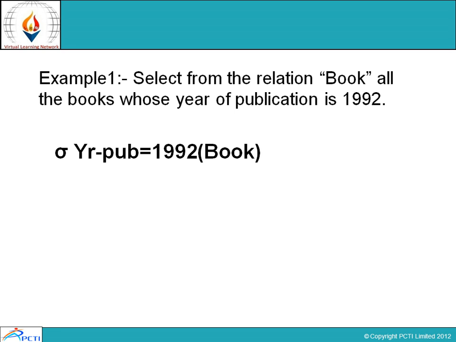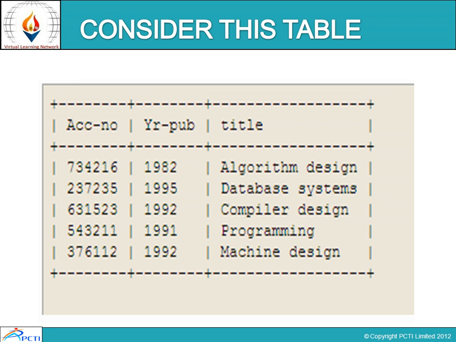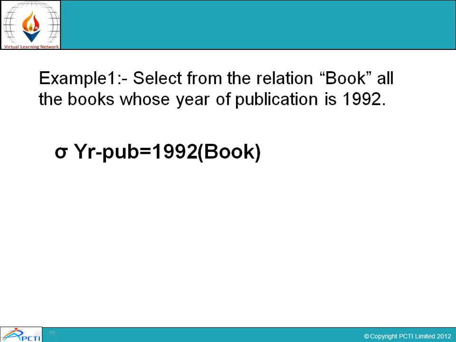Now this is the previous book table, and here we want, as an example, to select from the relation book all the books whose year of publication is 1992. In this table, I have already given some information related to account number, year of publish, and title. Now in this example, I want to extract those books published in the year 1992.